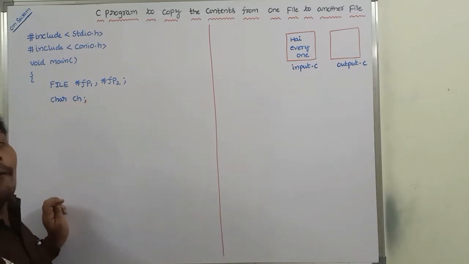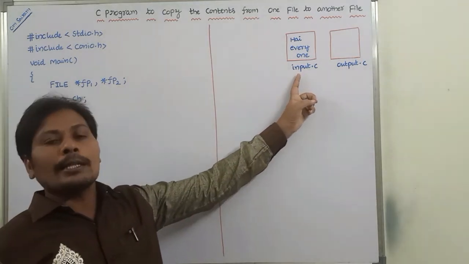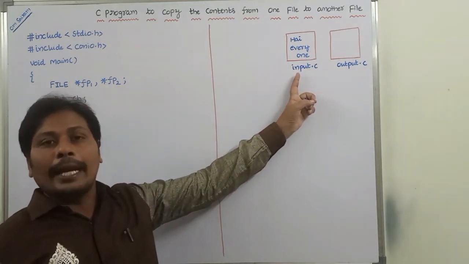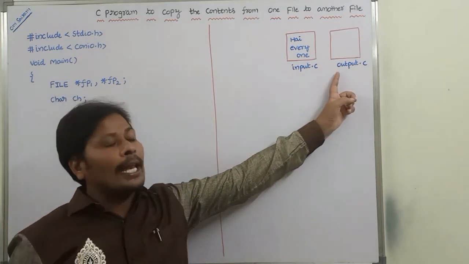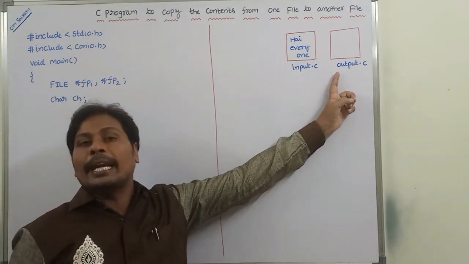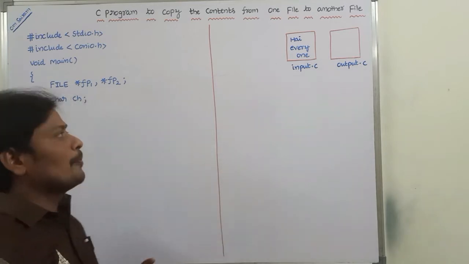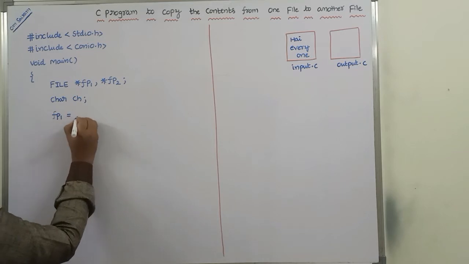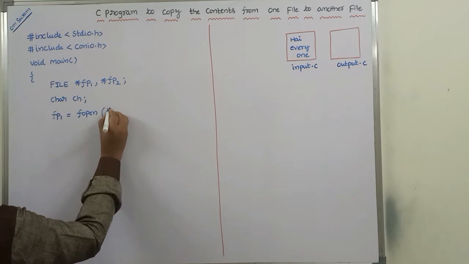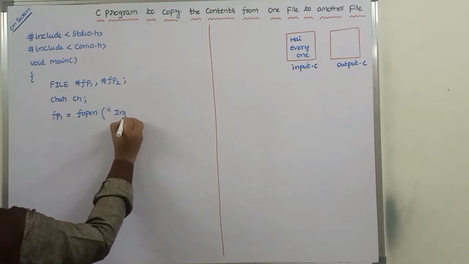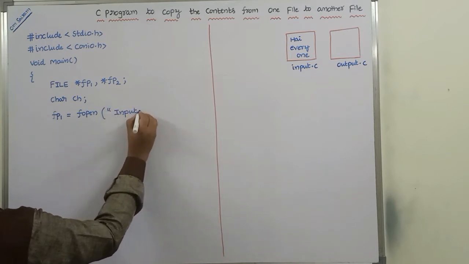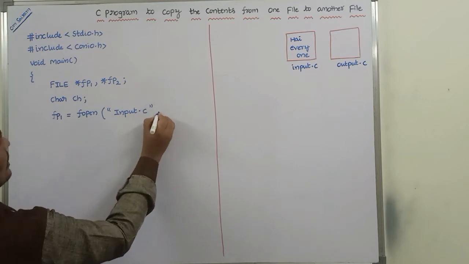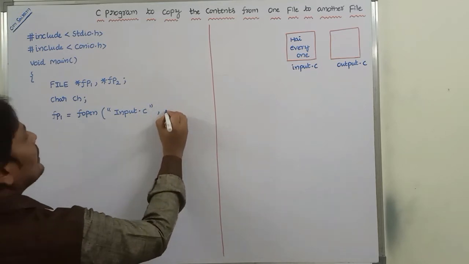First we have to open two files. The first file, input.c, is opened in read mode. The second file, output.c, is opened in write mode. So fp1 is equal to fopen, the file name is input.c. This file input.c is opened in read mode.